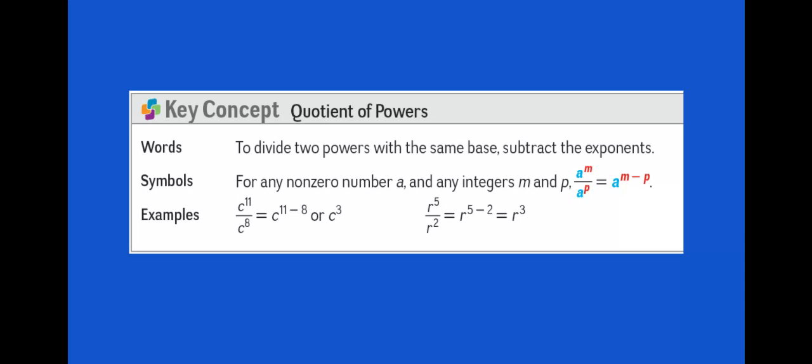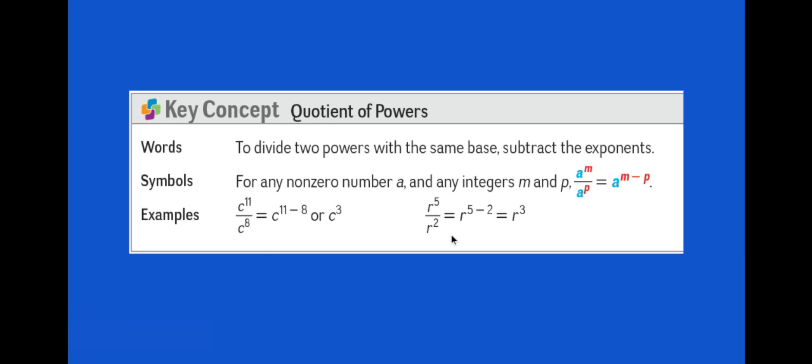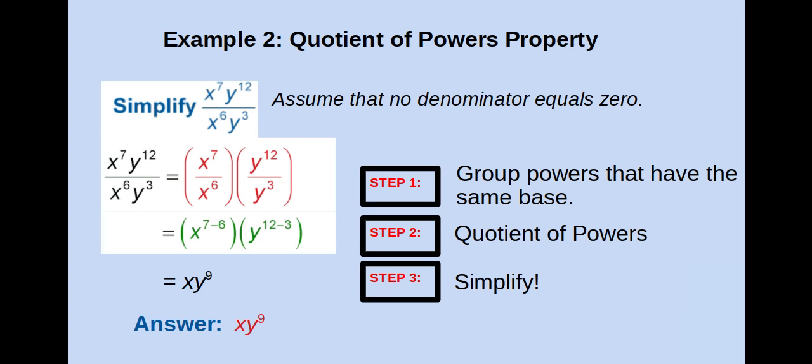Now here are two last examples for quotient of powers. You have c to the 11th power divided by c to the 8th, and you can do c to the 11th power minus 8, or c to the 3rd. Same thing, you get the same answer if you write it out in expanded form. I just think it's a little bit easier when you're subtracting, so that's quotient of powers with the c example right here. Now for our next example, we have r to the 5th divided by r to the 2nd, and we get r to the 5th power minus 2 equals r to the 3rd power. That's how you do subtracting with quotient of powers.